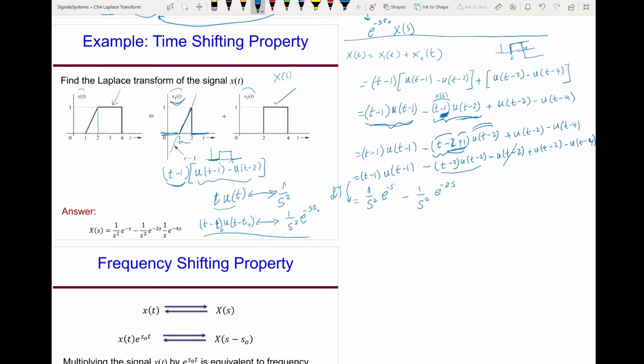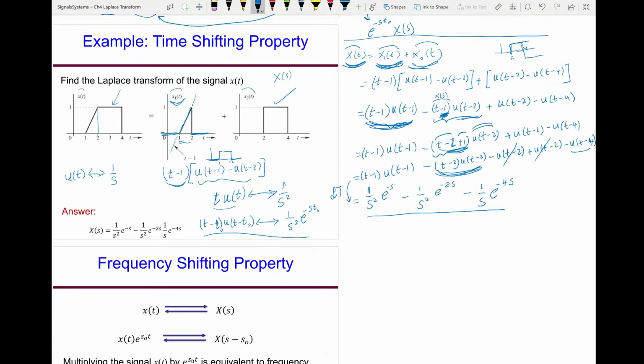This minus u of t minus 2 and this plus will cancel, then minus. Here I have u of t shifted 4 units, so from the table u of t, the Laplace transform is 1 over s, and it's shifted 4 units, so that will be e to the minus 4s. And that's the answer. So here we use linearity because we broke the signal to x1 and x2, so the Laplace transform of this one is just the sum of the Laplace transform of this one and this one. And we use the time shifting property to find the Laplace transform of this and this one from the table.